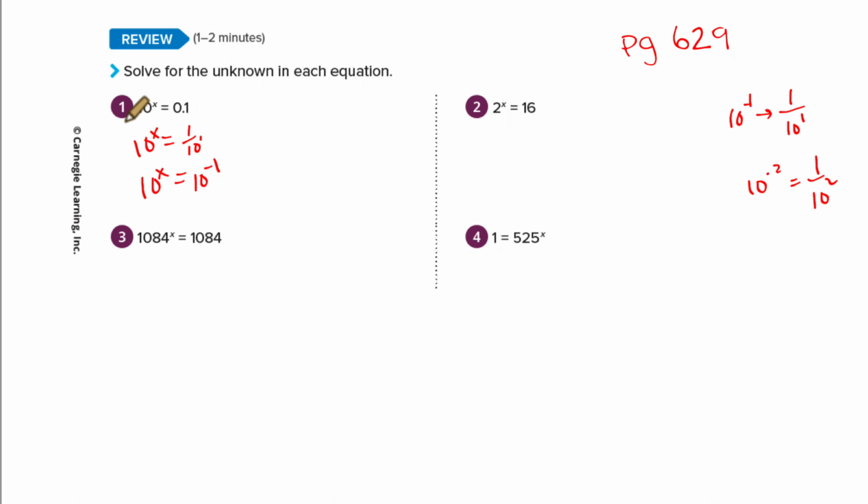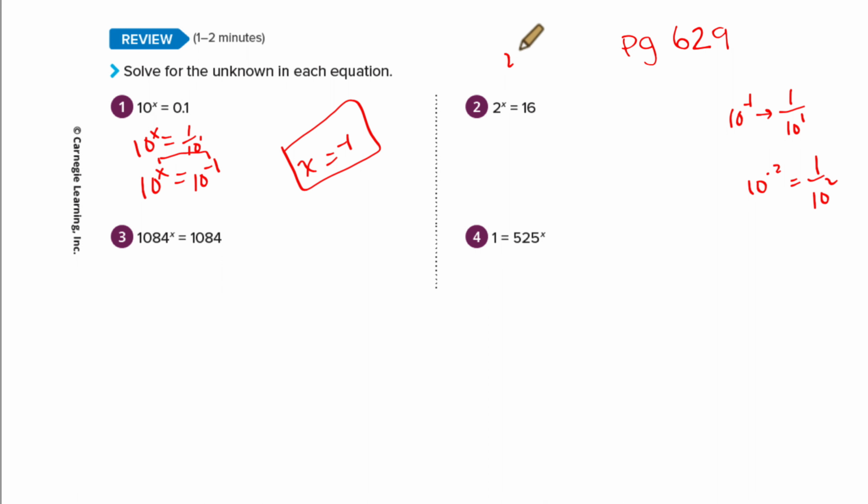If we see a number like 1 over 10, I've got to get the bases the same. I need a common base, 10 here. So this is 10 to the x equals 10 to the negative 1. Guess what? These exponents have to be the same because the bases are the same. So we're going to get x equals negative 1. Boom, for that one.